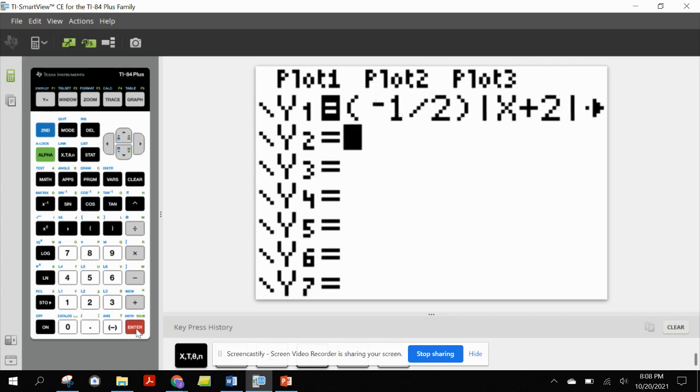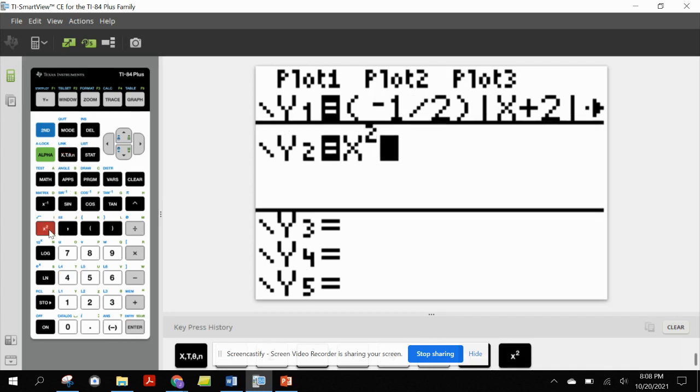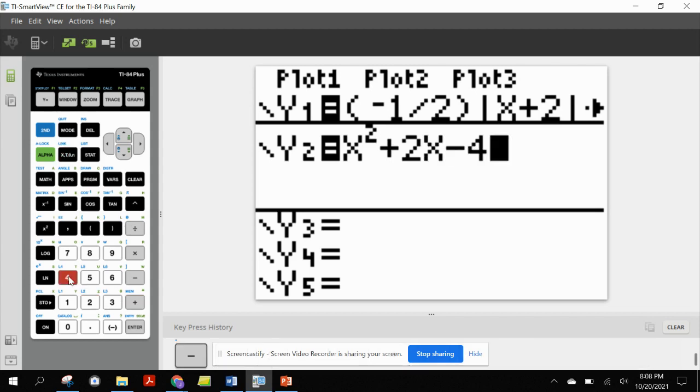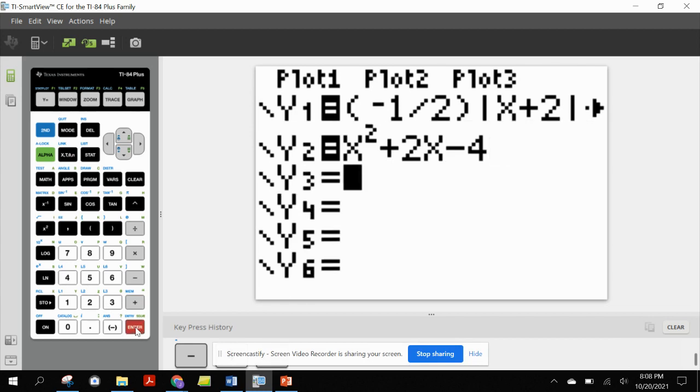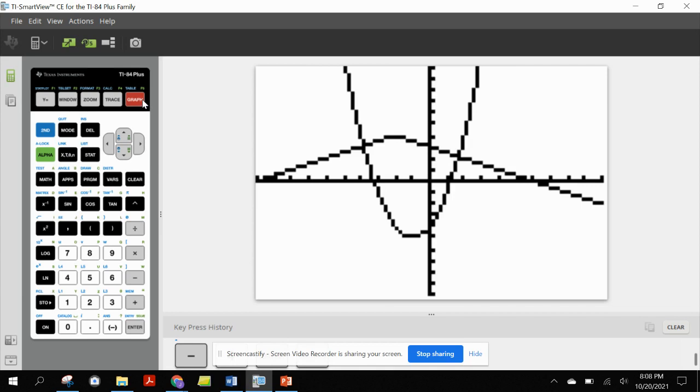Okay, press enter. Second equation will be the right side of the equation, so that'll be x squared plus 2x and a -4. Okay, then go ahead and click graph. So there are 2 points of intersection.